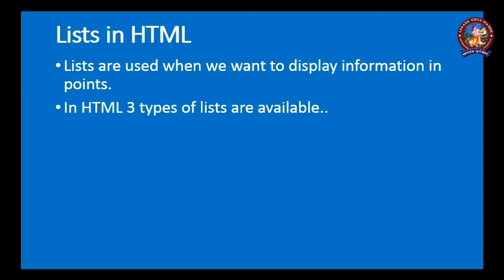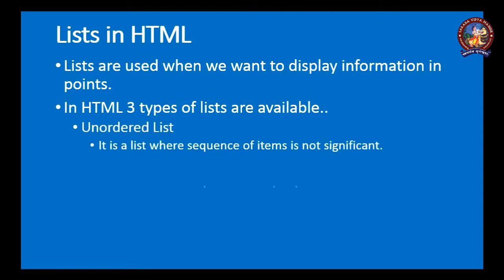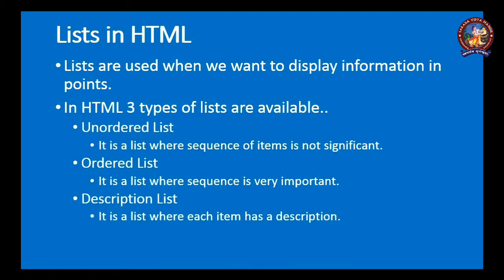Okay, so in HTML there are three types of list available. What are they? The first one is ordered list, unordered list, and description list. In an unordered list, the sequence of the items is not significant. That means if we shuffle the items, if the first point becomes the third point and the third point becomes the first point, there is no effect. If there is no effect on the result, then it is an unordered list.